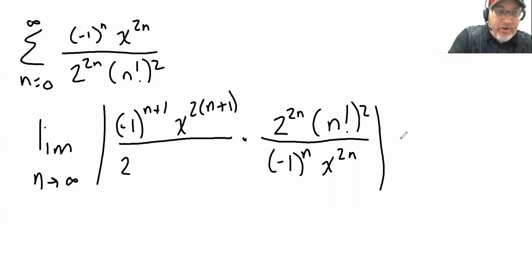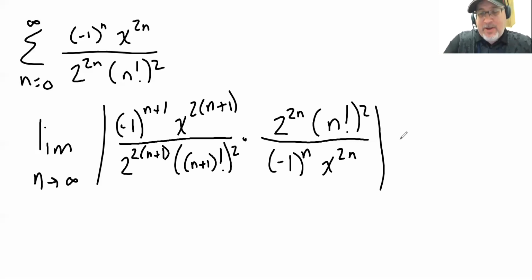Same thing down here on 2 to the 2n. That'll become 2 to the 2 times n plus 1. And then the n factorial squared will become n plus 1 factorial squared. And this looks like a big old mess, but it's going to clean up pretty nicely.